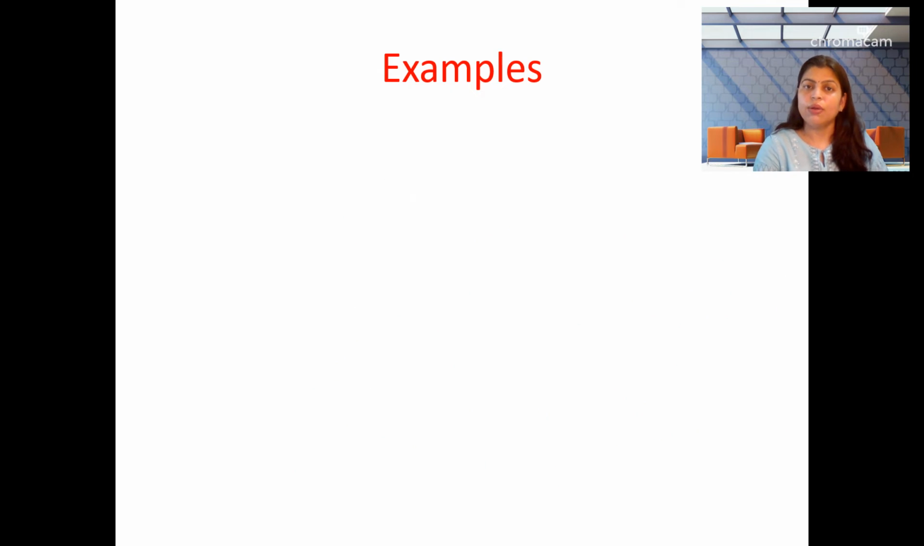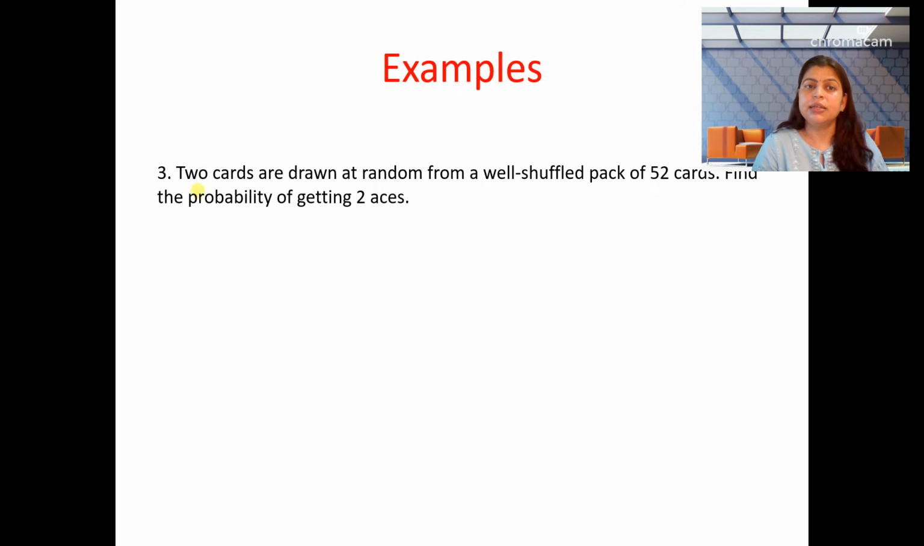Now let me take another example. Say here 2 cards are drawn at random from a well shuffled pack of 52 cards. Find the probability of getting two aces. So here, see, it will be very difficult to write a sample space. So whenever we have such kind of things, if we are choosing something out of a total, then we use the combination definition.